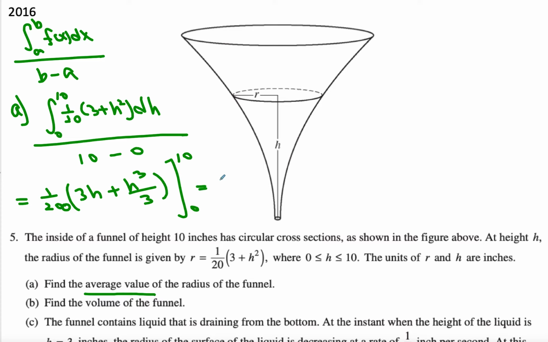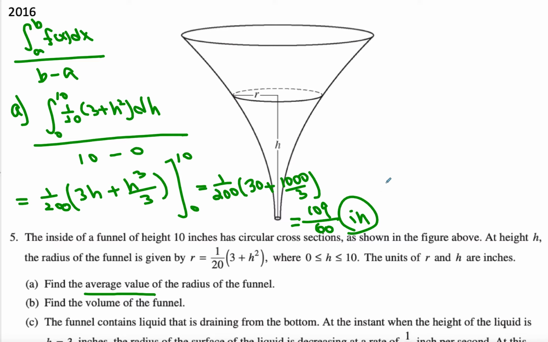So what we end up getting is 1 over 200 times (30 plus 1,000 over 3). That becomes my final answer. You can stop here, but if you want to simplify, you would get 109 over 60. The unit should be inches. Since the question didn't specify the unit, this wasn't part of the rubric, but that's what the value would have been.